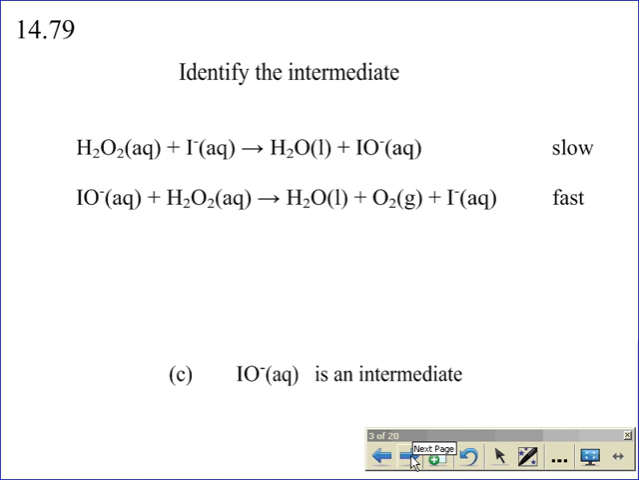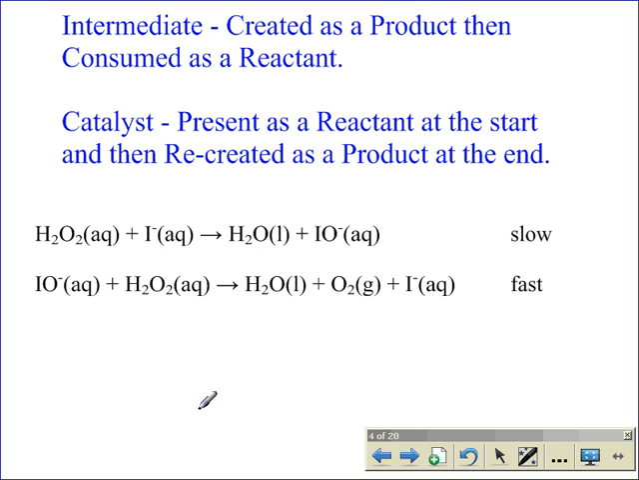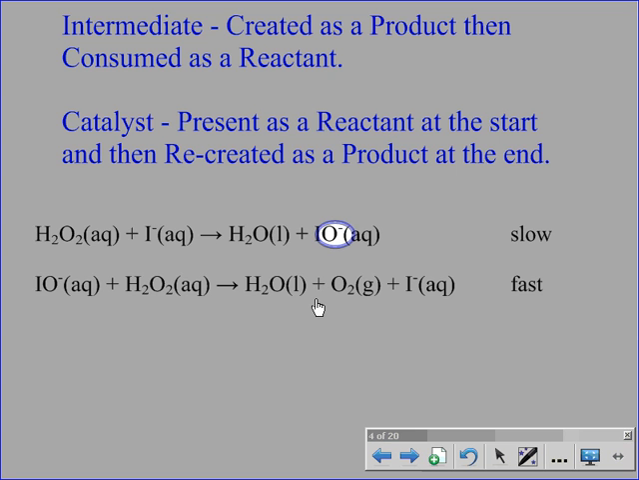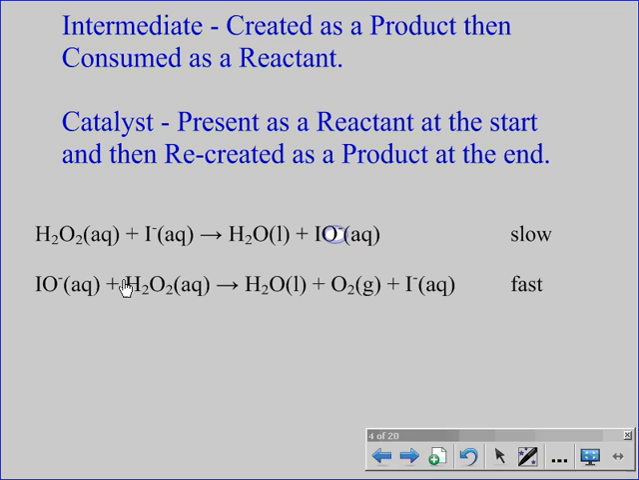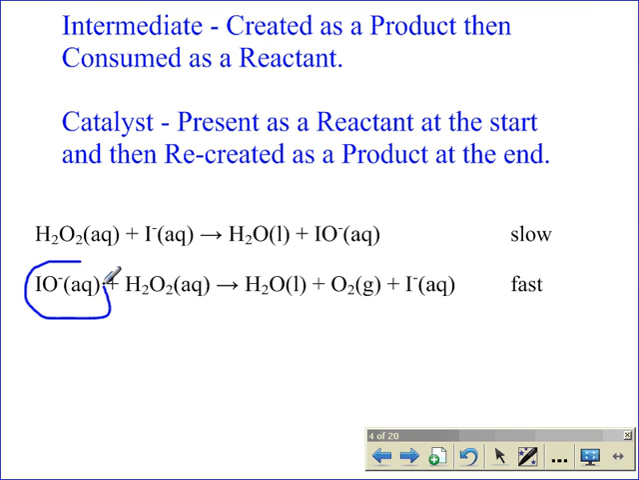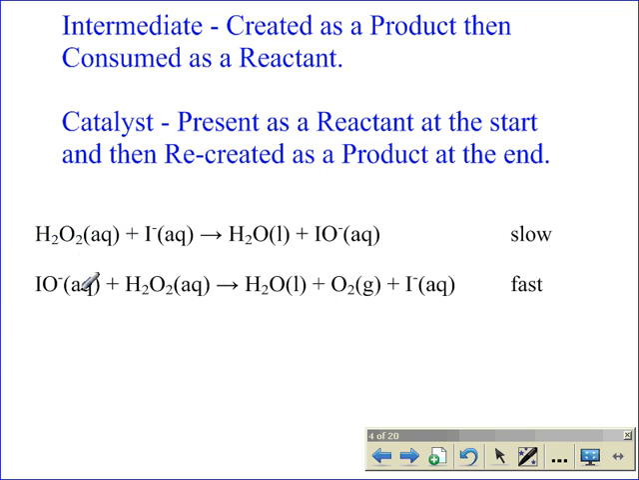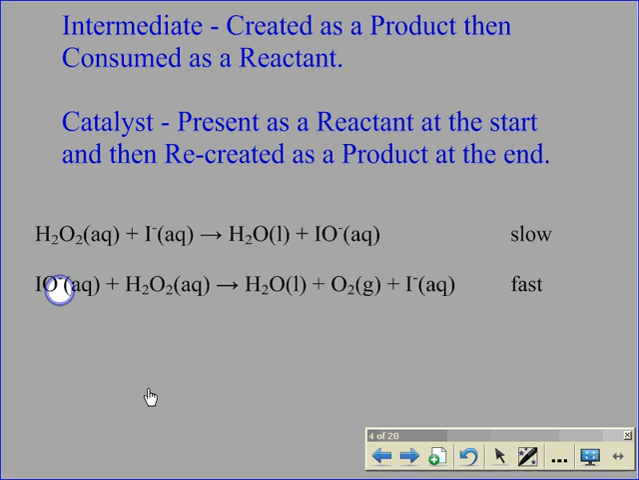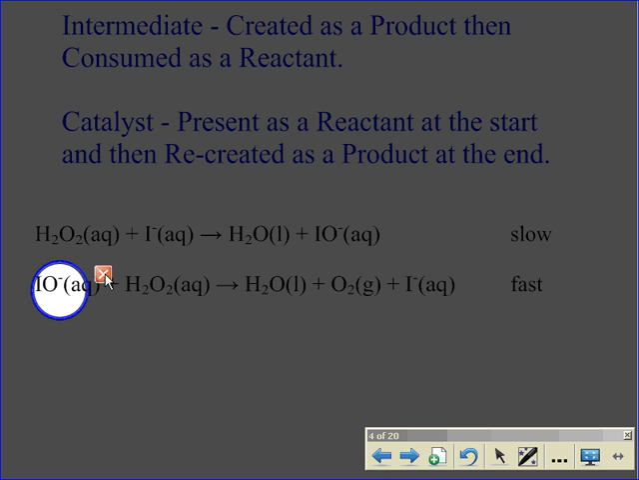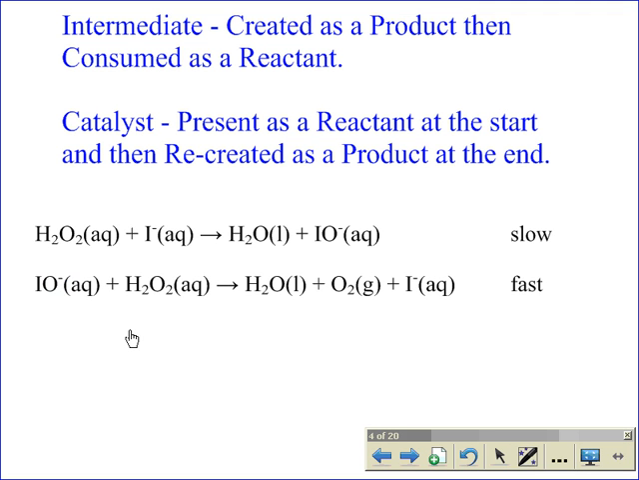Now, although the question doesn't ask it, this is probably a good place to look at the difference between intermediates and catalysts. So the intermediate, as we already said, is created as a product, and then later on it gets used up as a reactant. So it is not at the end of the reaction, but it matters when it was formed.